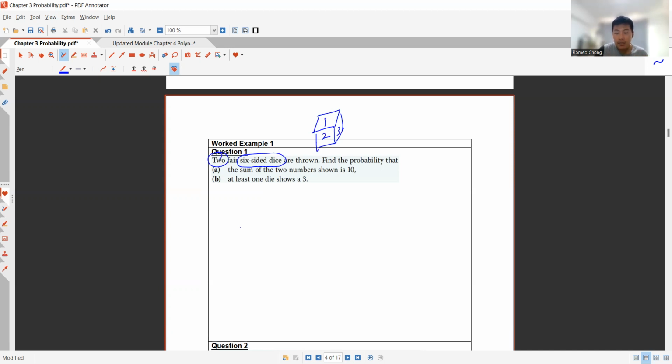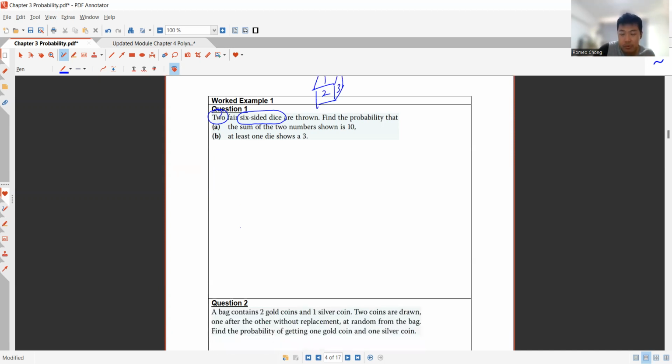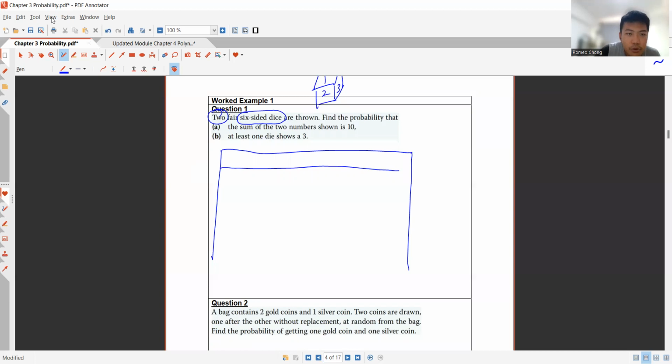Okay, but since we are learning the possibility diagram and the tree diagram, I'm going to use the possibility diagram to show you first. Let's say you want to draw a possibility diagram for the 6-sided dice. The first thing is you need to draw a table. Of course, you need to use a ruler. You cannot be like me here.